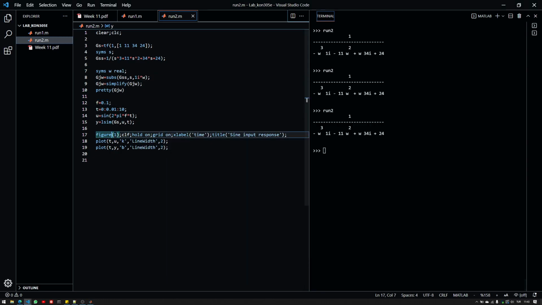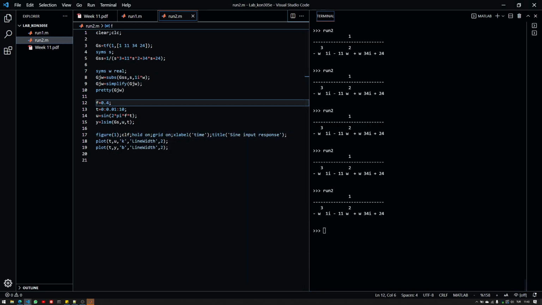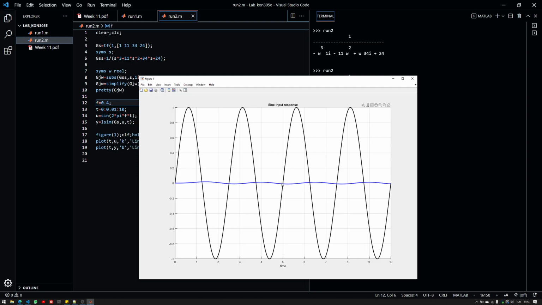Yeah, not bad, but maybe a little bit more. Let's say 0.4. There we go. Now, the black sine wave is the input, which is 1 in amplitude and 0 in phase angle.